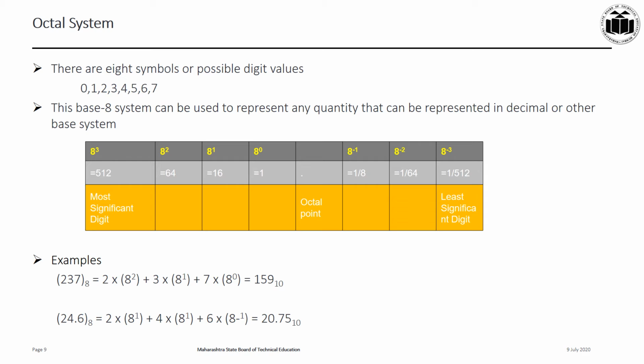Octal number system. Why do we need this octal number system? In order to represent large numbers, we will need huge strings of zeros and ones if we are using the binary number system. But with the help of this octal system, you can reduce the size of a large binary number. So that way, octal system can be useful.